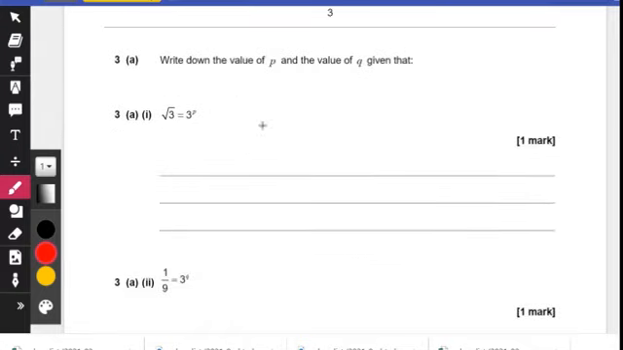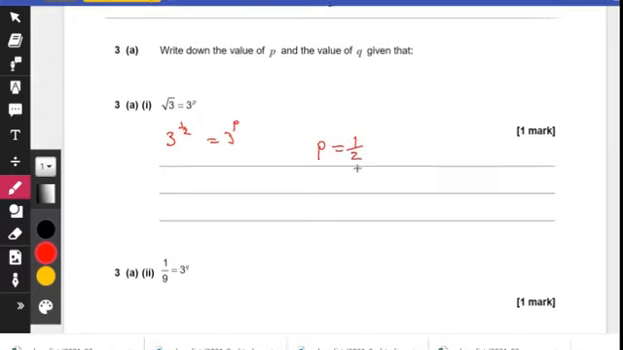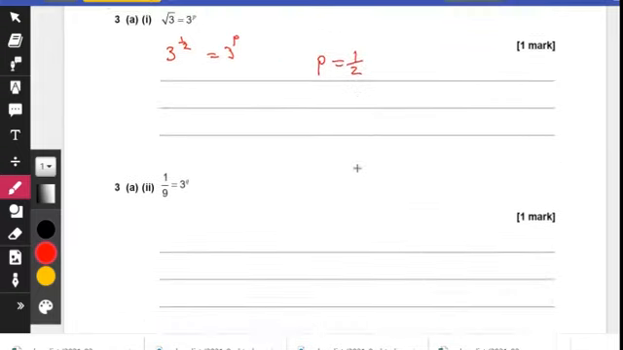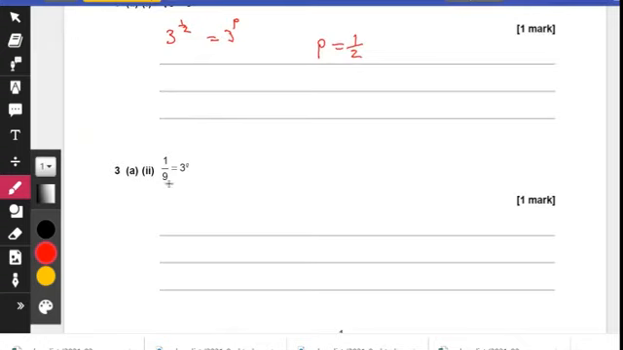Okay, so here we've got the square root of 3 is just 3 to the power of a half. So therefore P is equal to half. So that's part A, part 1. A part 2, 1 over 9, well, that's 3 to the power of minus 2. So therefore Q equals minus 2, using laws of indices.